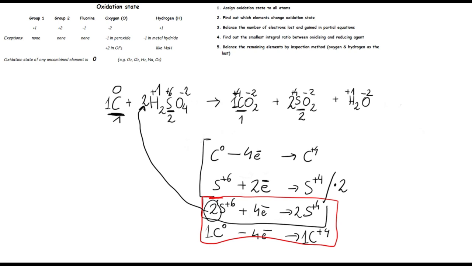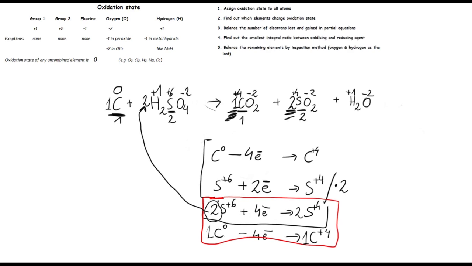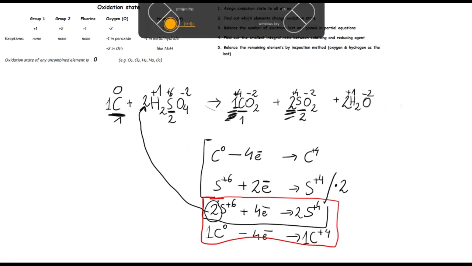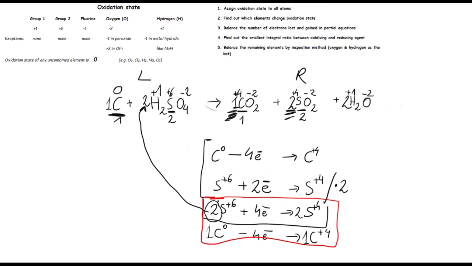So we need to add it. We cannot just change the number here, and we cannot change the number here, because those numbers are reflecting our partial equations, so they cannot be changed. The only place we can change the number is here. So we add a 2 here, and calculate oxygens again. On the right side and on the left side 8, and hydrogen, here we have 4 hydrogens, and here as well 4 hydrogens, and everything is balanced.